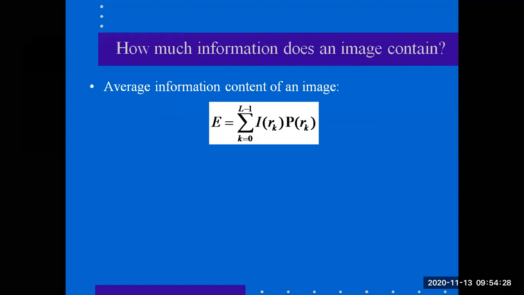Next, the average information. Once you know the information of one intensity level, and let us consider there are 8 levels, how do we get the average information of an image? Just by summing all this information, that is I of r_k, and it is given by E.